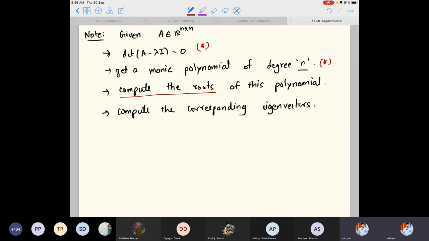Anybody? How will you compute the roots of this polynomial? In cubic, it is doable, but beyond that, I don't think there's any analytical method. So we can use numerical methods to find the roots.